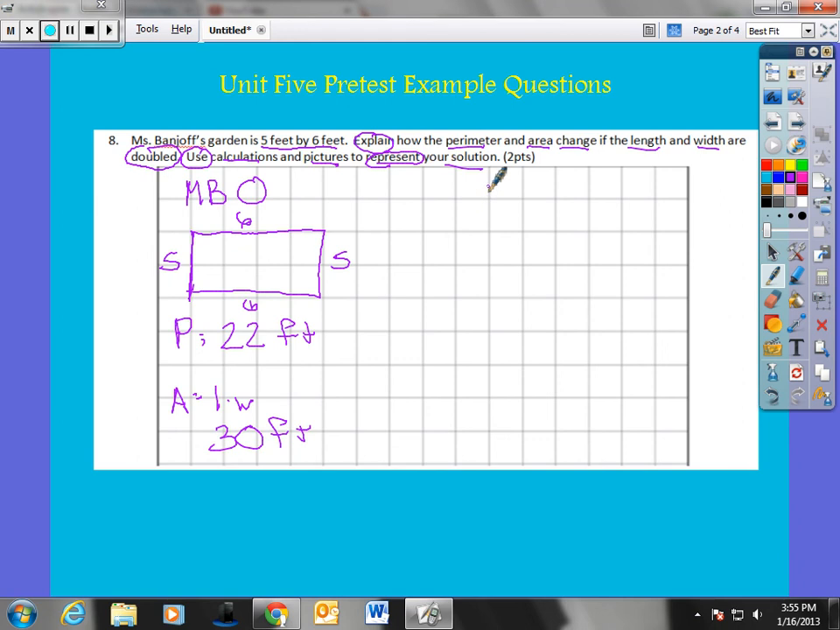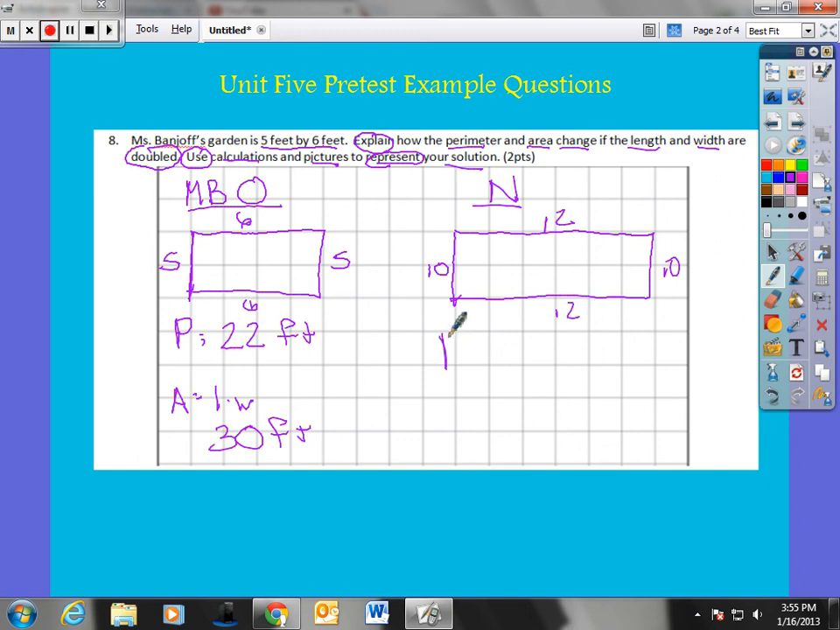Now we need to go to her new one. So I'm going to call this new. Miss Banjoff's new garden, if I go back, it says, how would it change if the length and width are doubled? So I have to double each side. So this side is no longer 5, it is 10. This side is no longer 6, it is now 12. And that corresponds, so if this side's 10, then this side's 10, this side's 12, this side's 12.